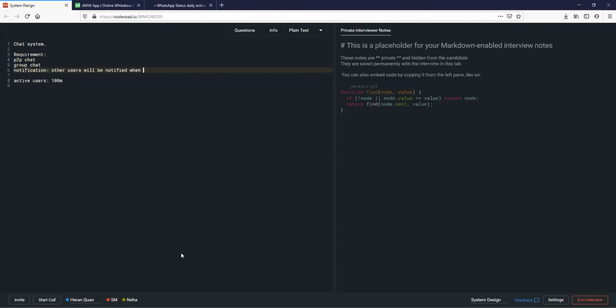What about the current status, like online status or offline status? Yeah, that's right, status. I would say that online users will be notified by others. And what about how we are going to store the chat? Are we going to store all the history in the cloud, or are we going to store it locally on the device?